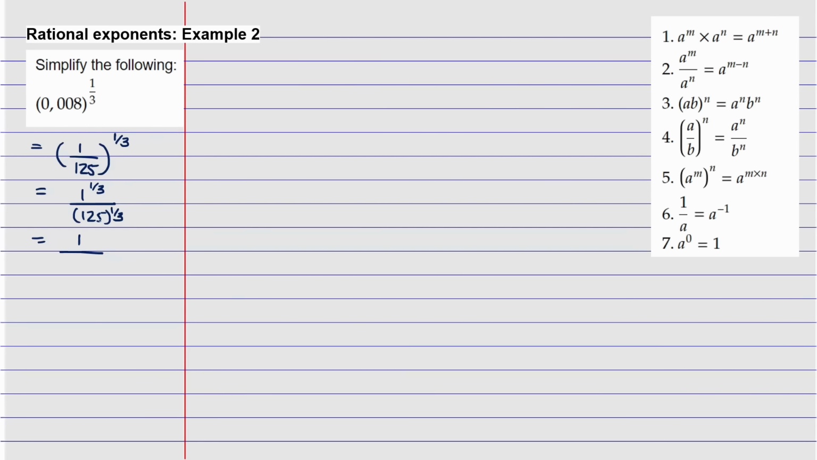And here, we need to change this 125 using your factors. So if you change that, this is going to be 5 to the power 3. Then this is going to be 1 over 3. Now we're going to apply law number 5. So this is going to be 1 divided by 5 to the power 3 multiplied by 1 over 3. So this is going to be 1 divided by, if you say 3 multiplied by 1 over 3, you're going to get 5. So 1 over 5 is going to be your final answer for this question.